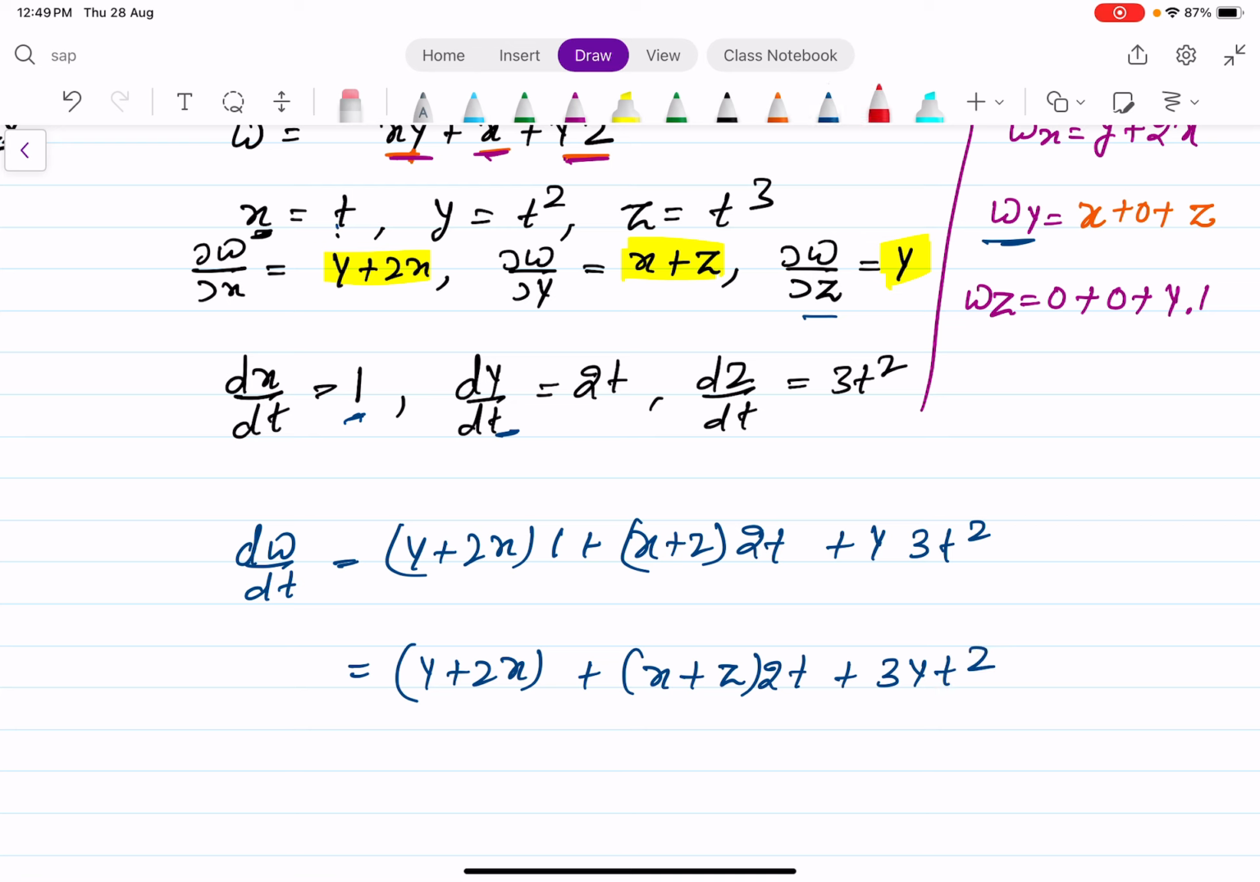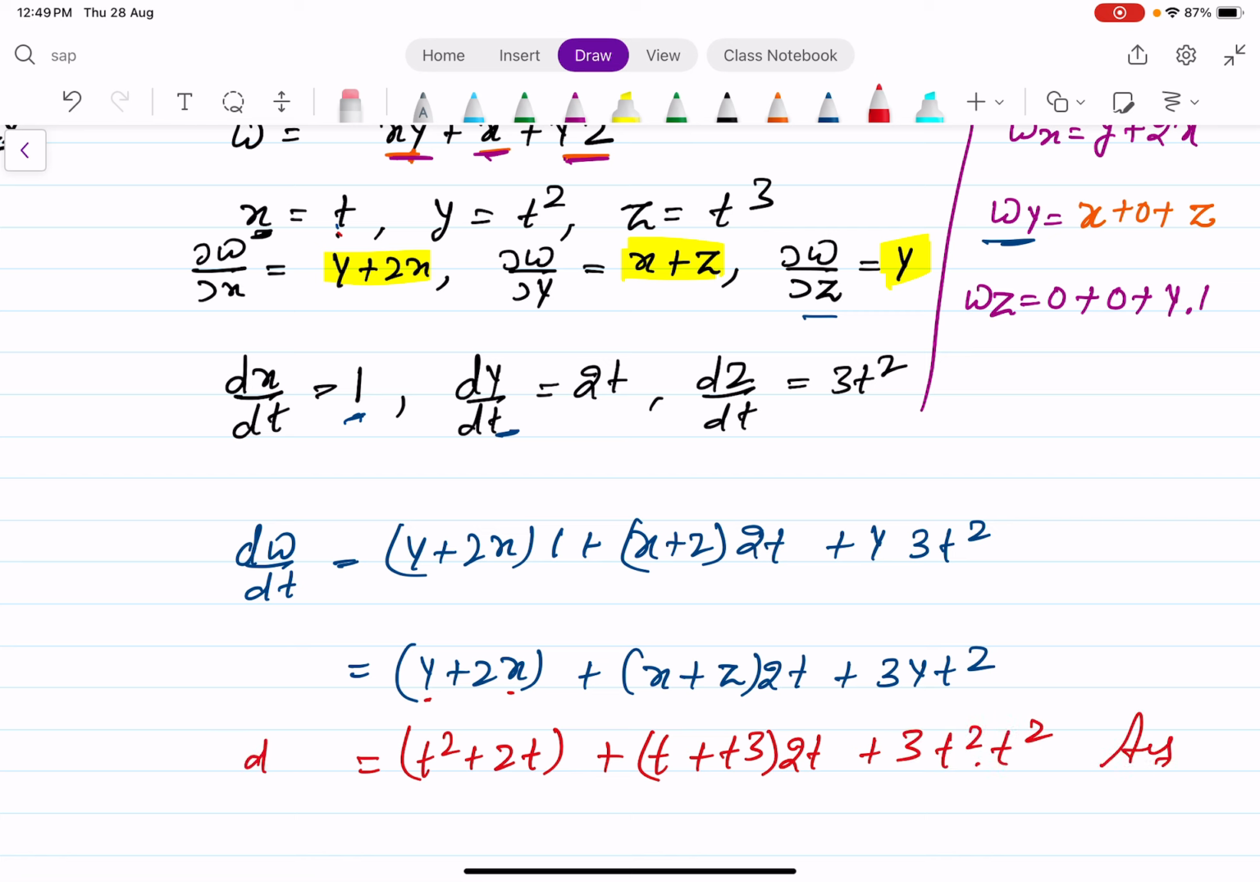So what we are getting here: t square plus 2t, putting the values of y and x from here, plus x plus z, that means t plus t cube, times 2t, plus 3, y is what? t square into t square. So this is the result we are getting whenever we are differentiating w with respect to t.